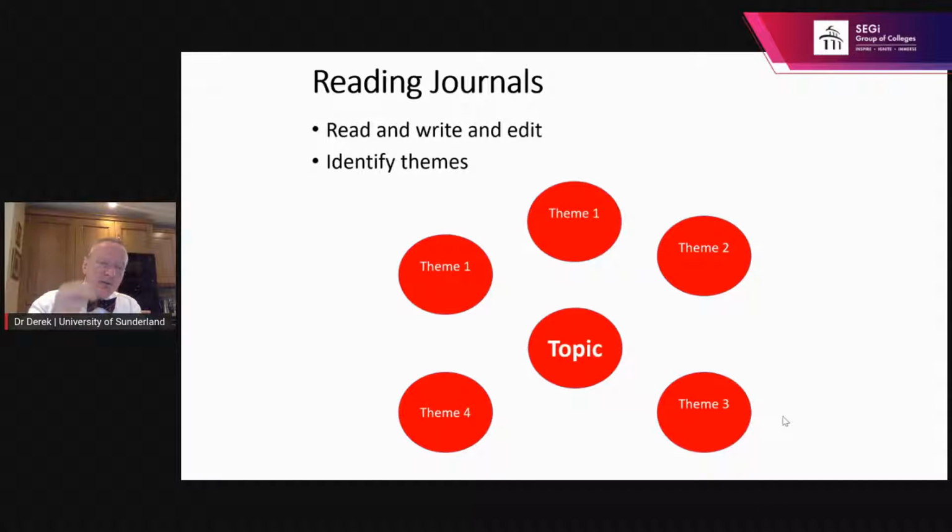But the problem is students read a journal paper and, A, they don't understand it because they've speed read it, and secondly, they say, well, this doesn't help me answer my question. What you need to do with a journal paper is have a blank piece of paper. In the center, write the topic of your assignment. Then when you read a journal paper, you will identify various themes. For example, I've got 4 themes here, but theme 1 is split into 2 areas because it could be a large theme. But what you need to do is read, write, and edit.